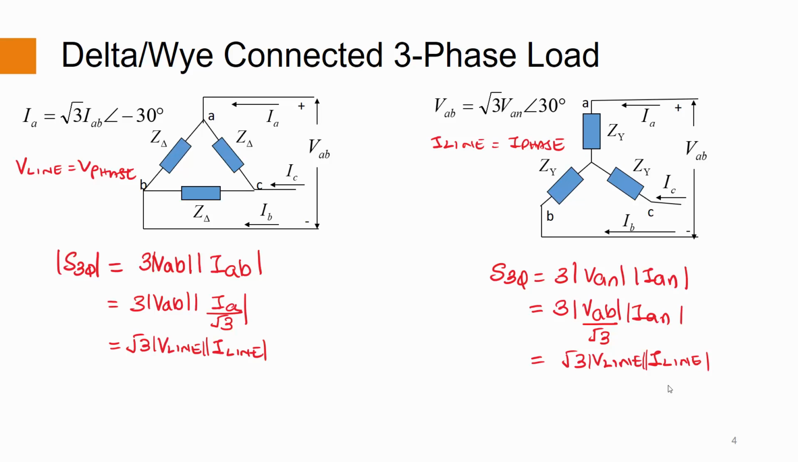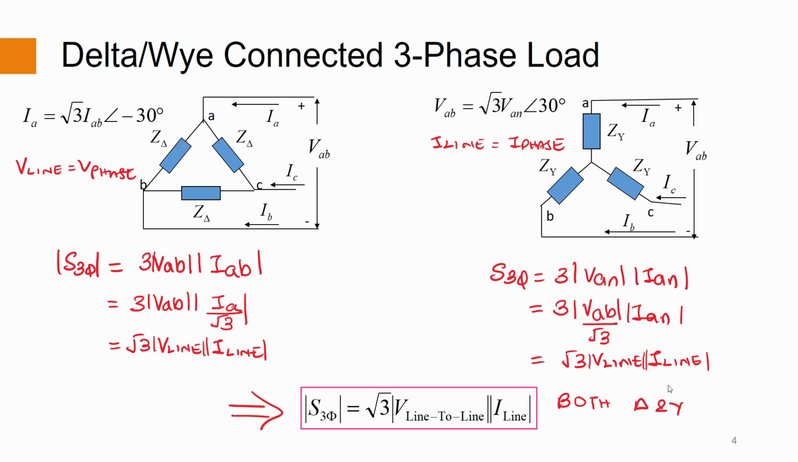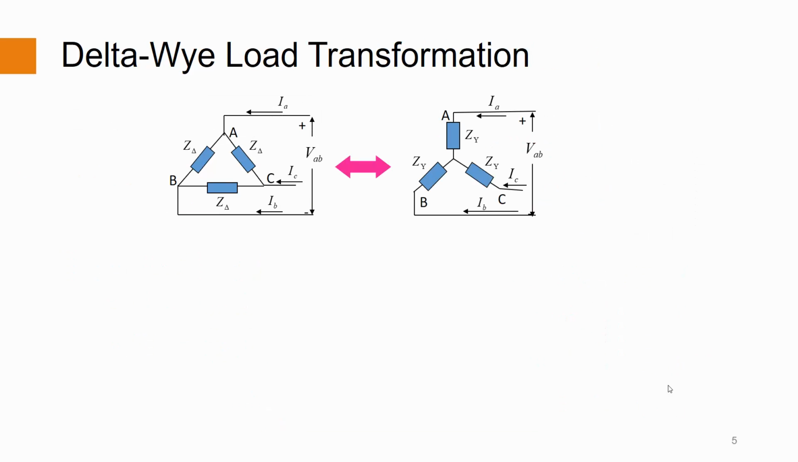Thus, we can see that irrespective of the type of the load, we have the same three-phase power formula for both Y and delta connected loads. Next, we will see how we can convert a delta connected load to its corresponding Y counterpart and vice versa. The idea here is that if I want to find an equivalent Y connected load for the given delta connected load, the line current and the line voltages of the load will not change. Let us analyze the two connections separately and then combine the equations.